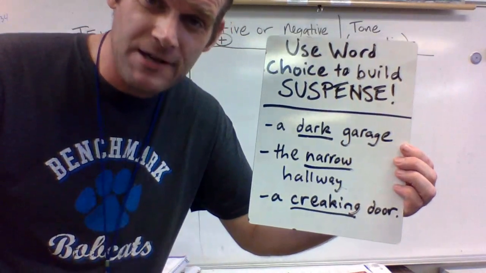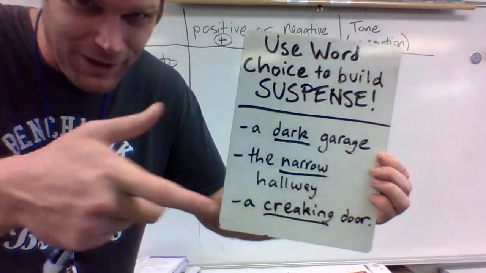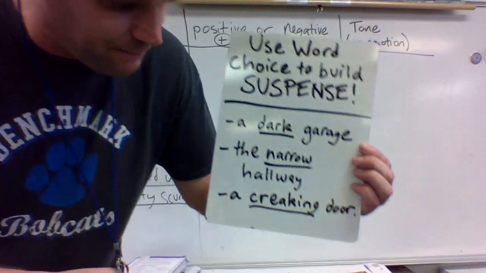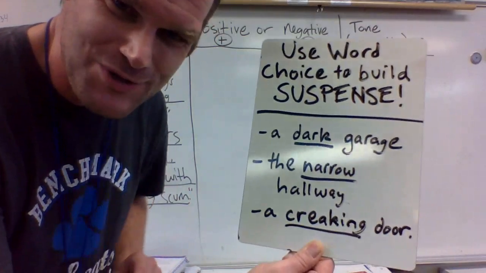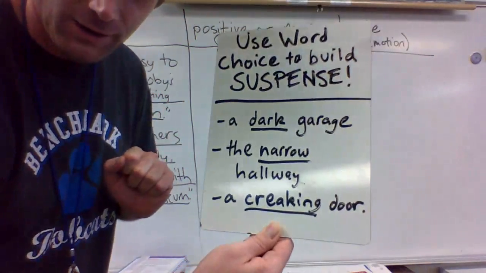Another great example would be a creaking door. It would be enough for us to say that a character opens a door. But if something's going to jump out and scare the reader, or if they're going to find a surprise, and you're trying to create more suspense, you might want to use a word like creaking door. A creaking door, okay?